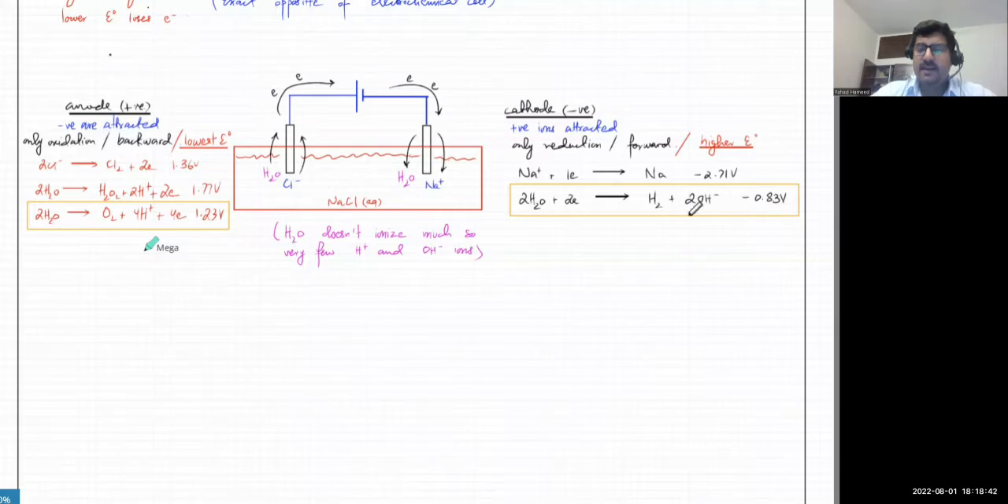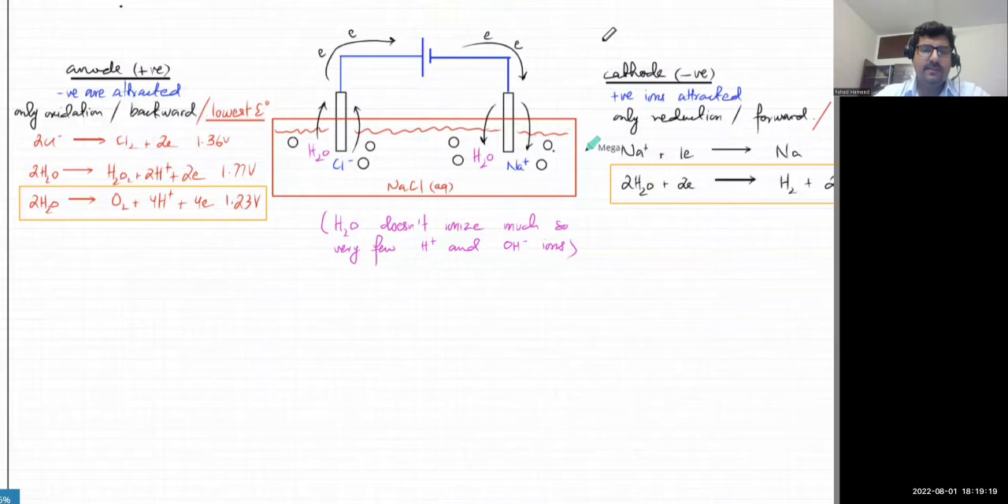You got oxygen gas and you got hydrogen gas on the other side. Is that clear? So on both sides, you're going to be getting bubbles forming. That is what your observation is going to be. You'll see bubbles of oxygen gas, and you'll see bubbles of hydrogen gas on the other side. अच्छा, so you can pretty much do all electrolysis using this idea.